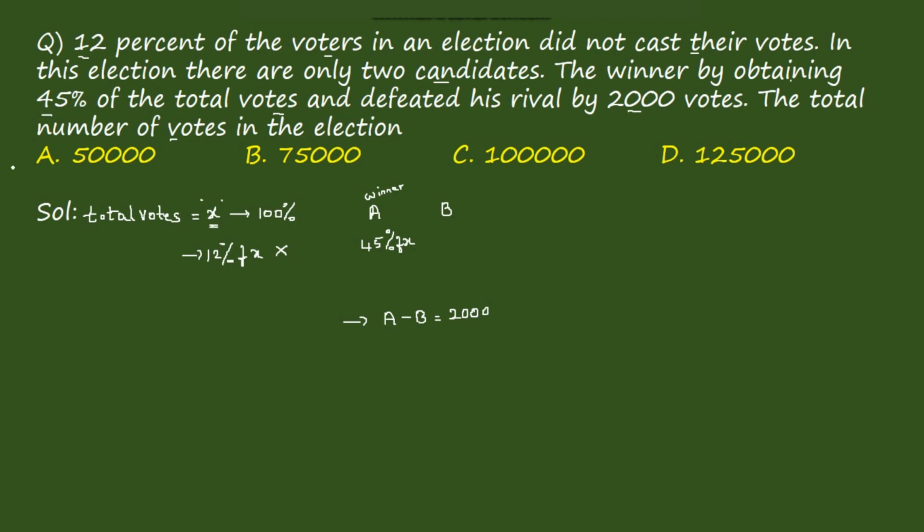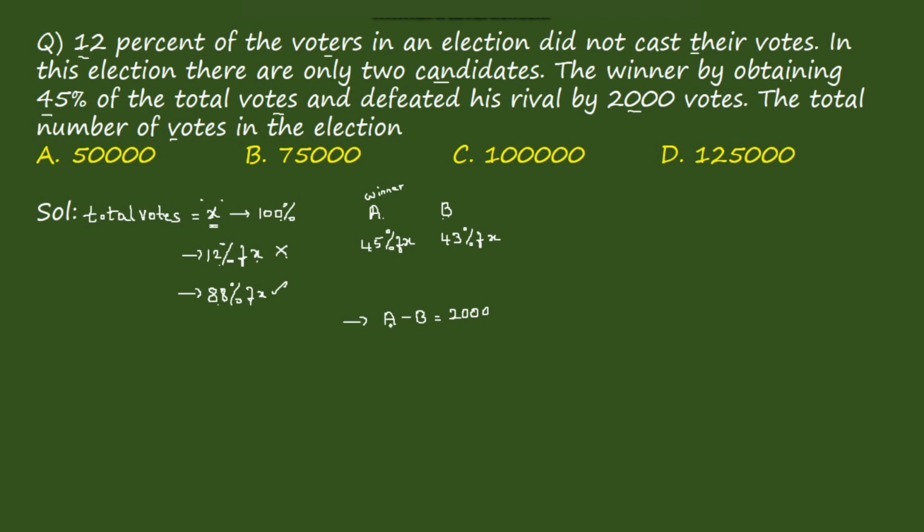See here what is happening: 12% of X did not vote, but total is 100%. So how many of them have voted? 100 minus 12, it becomes 88 percent of X have voted. And A would be getting 45% of X. Then B would be getting how much? 88 of them voted, 45% has gone to A. Then B would be getting 88 minus 45, which is 43 percent of X.